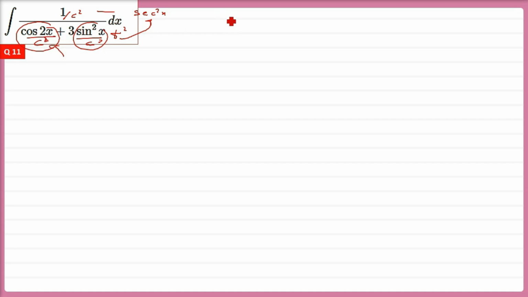Because you know that cos 2x is equal to cos square x minus sin square x. If you take this cos square x as 1 minus sin square x, cos 2x will be 1 minus 2 sin square x. Or you can also write it as 2 cos square x minus 1. These are the three formulas here. 2 cos square x minus 1 has come when we replace sin square x by 1 minus cos square x. So there are three formulas we have.